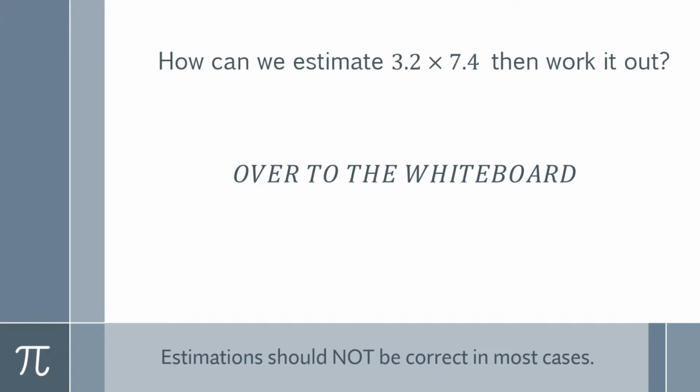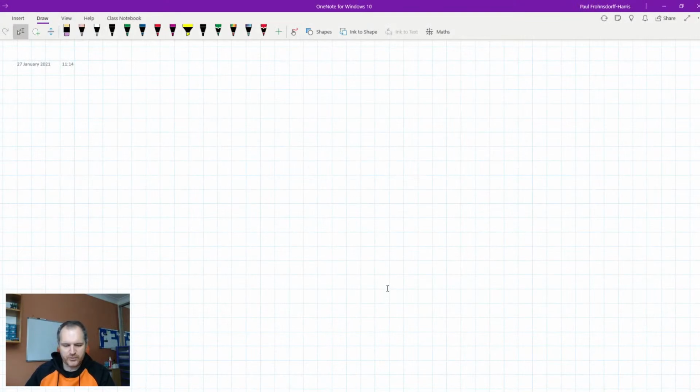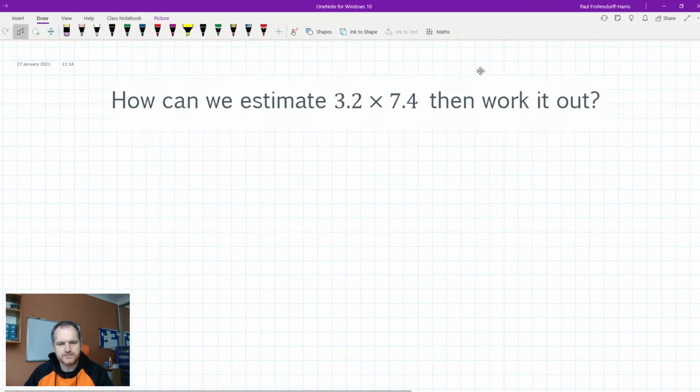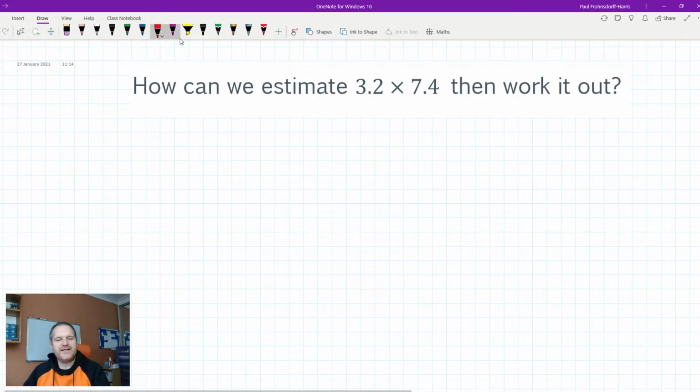So we need to go back over to the whiteboard, but I'm going to bring the question with me. Here's the whiteboard, and here's the question. So the first thing to realise is that the word estimate is an important word, but it's important to understand what it means. You mustn't get the right answer when you estimate, so we're going to turn that into 3, because 3.2 rounds to 3. We're going to turn that into 7, because 7.4 rounds to 7. 3 times 7, so it's approximately equals, this wavy equals, to 21.